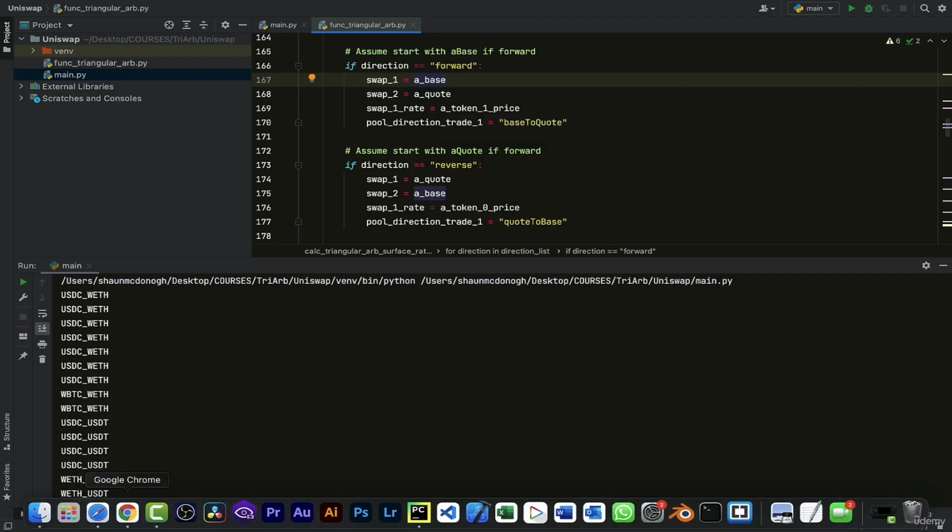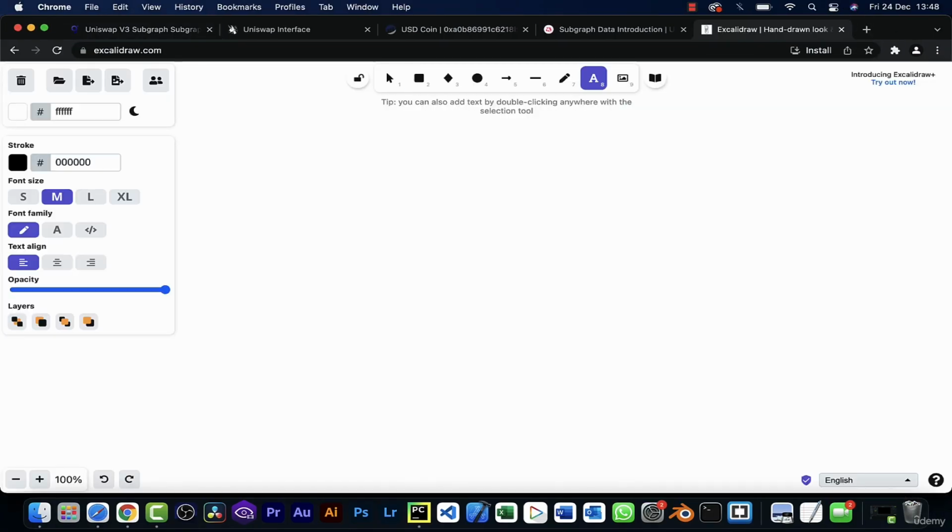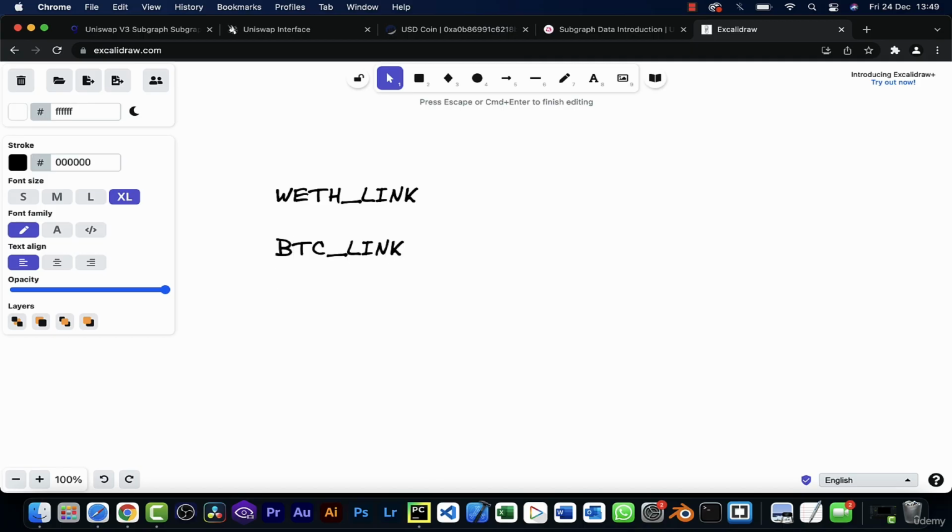So let me actually go here to Excalidraw. And let's bring up a coin, right? So let's bring up, for example, WETH, and we'll put something like, I don't know, LINK. And we're going to do another pair as well, which is going to be something like BTC to LINK.